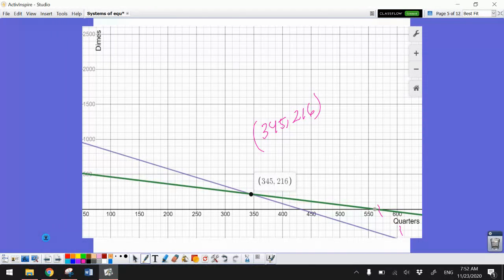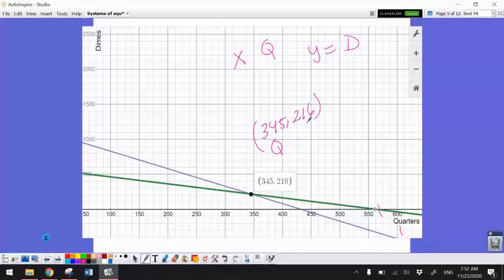Well, what does that mean? What was my X? What was my Y? Well, my X was my quarters and my Y was my dimes. So I have 345 quarters and 216 dimes. Okay, that is my solution. So that's on a very simple level of looking at a model of an equation.